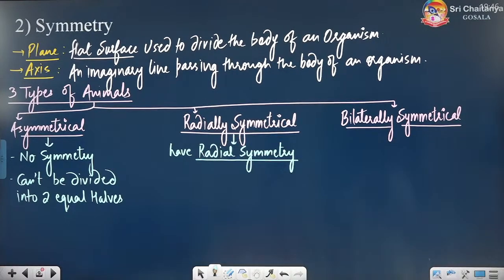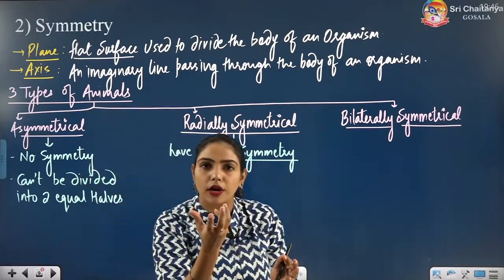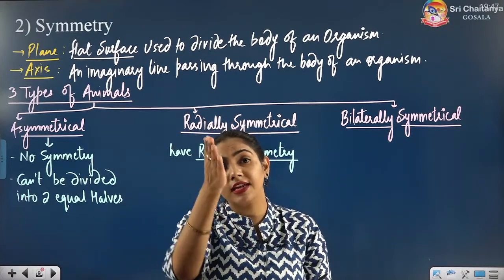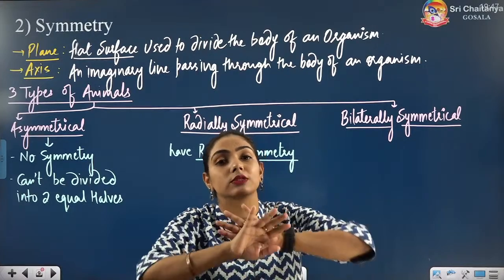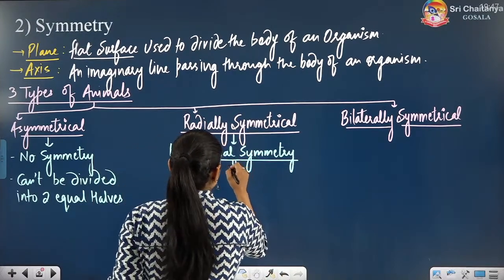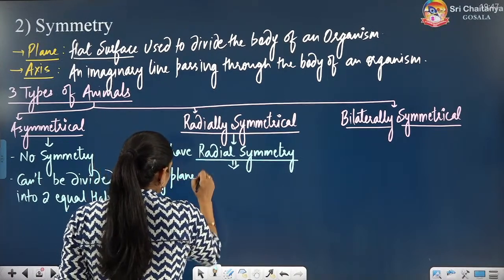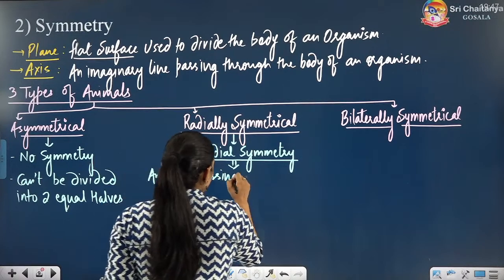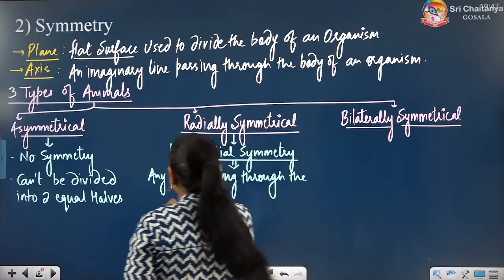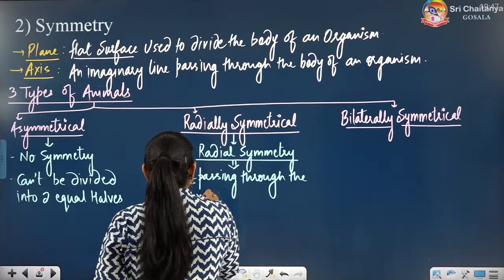You just have to imagine a cylindrical body, we can say, that is radially symmetrical, or any body in which we can divide the body into two equal parts by using any plane. That symmetry will be radial symmetry. So what is radial symmetry exactly? Any plane passing through the central axis. So now you are understanding what is plane and axis, everyone.